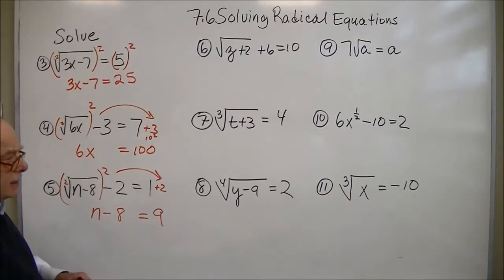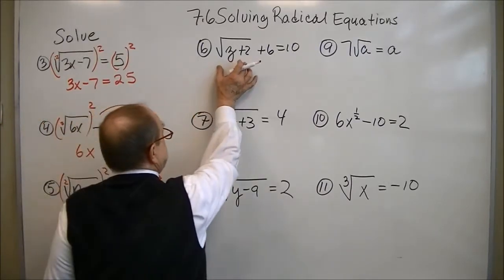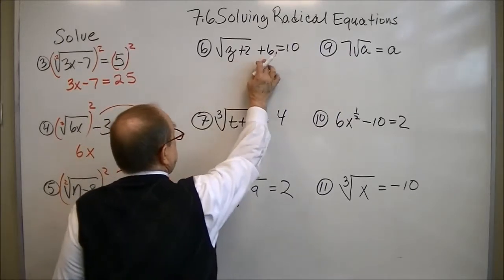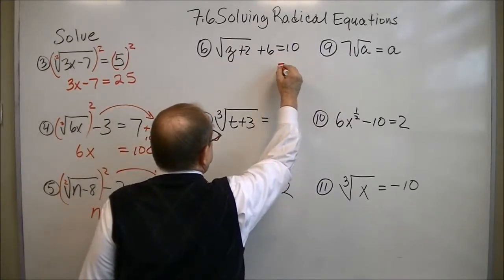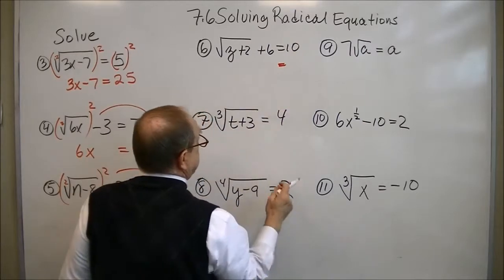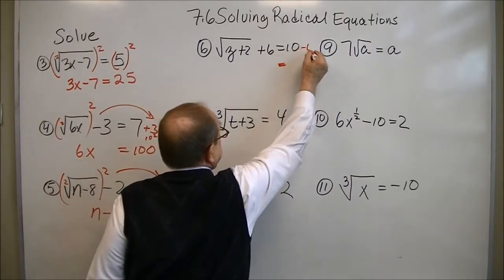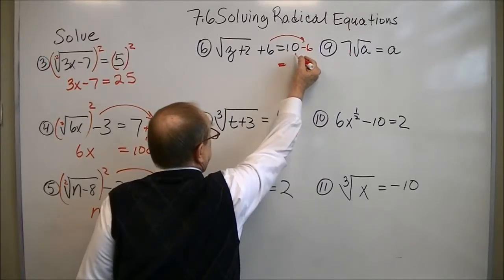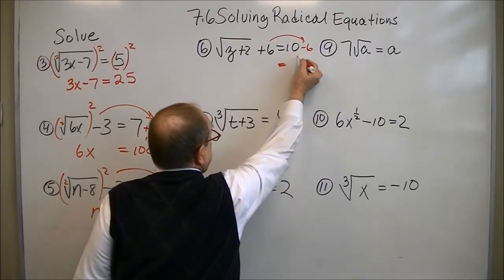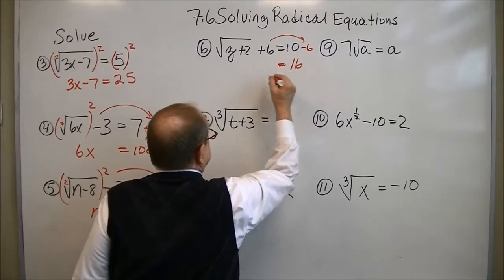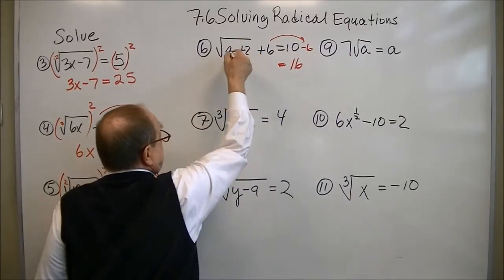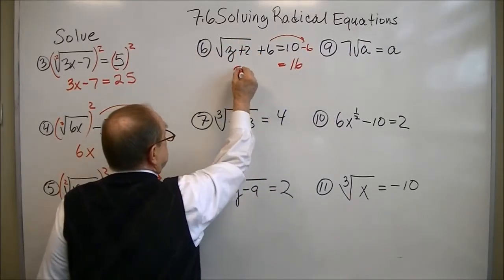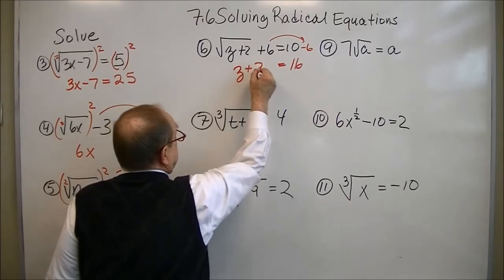And now we can start cutting corners a little bit. We don't have to show everything. We're going to square this. Well, first we're going to bring that over. That goes over as a negative 6. This just becomes a 4. We're going to square the 4 and get 16. And when we square this, it just becomes the radicand.